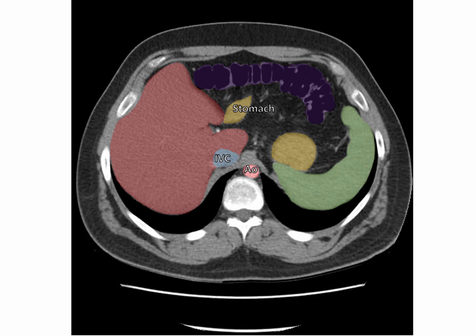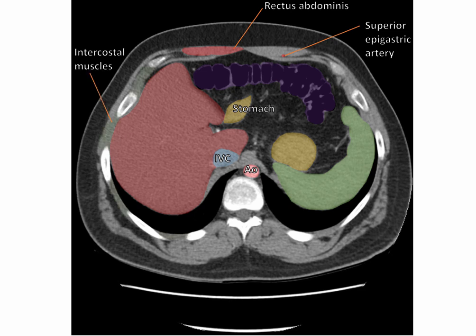We can also identify muscles in the thoracic wall. Here are the rectus abdominis muscles, with their underlying superior epigastric vessels. Here are the intercostal muscles. We can also start to see some of the superior aspects of the external oblique and the transverse abdominis muscles.